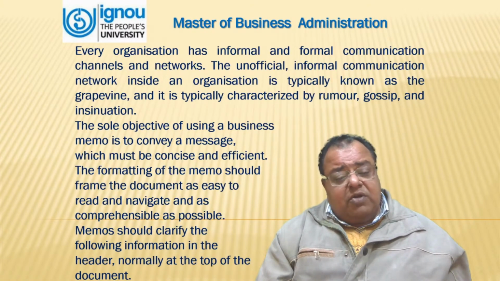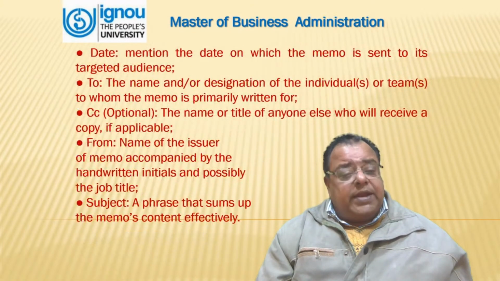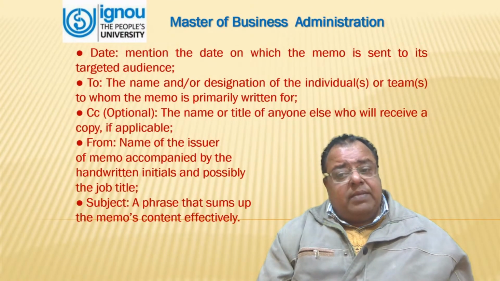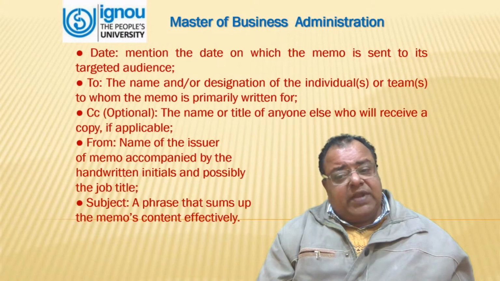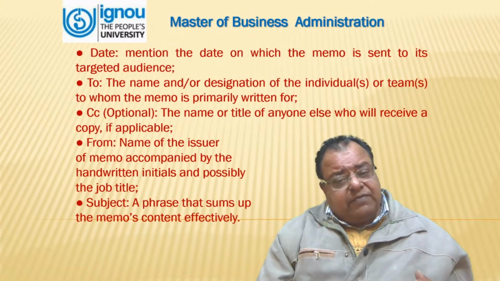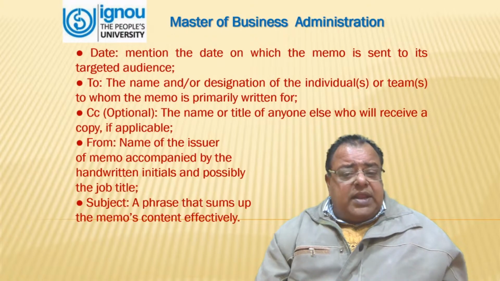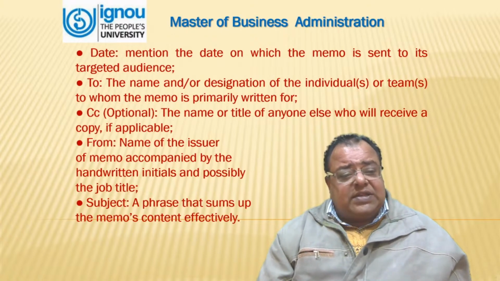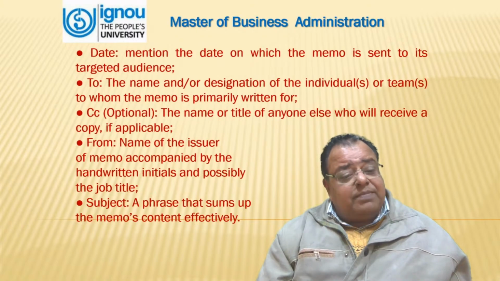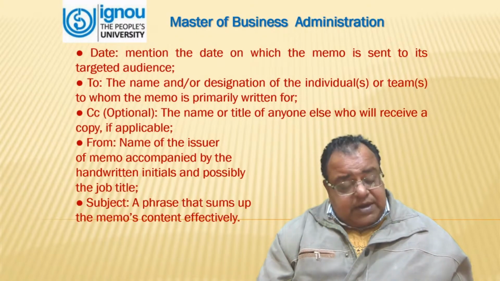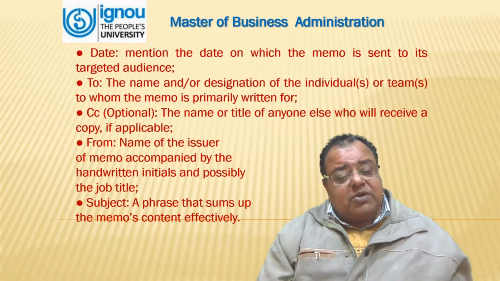Memos should clarify the following information in the header, normally at the top of the document. Date: mention the date on which the memo is sent to its targeted audience. To: the name or the designation of the individual, individuals or teams to whom the memo is primarily written for. CC, that is optional: the name or title of anyone else who will receive a copy, if applicable. From: name of the issuer of the memo, accompanied by the handwritten initials and possibly the job title. Subject: the phrase that sums up the memo's content effectively.